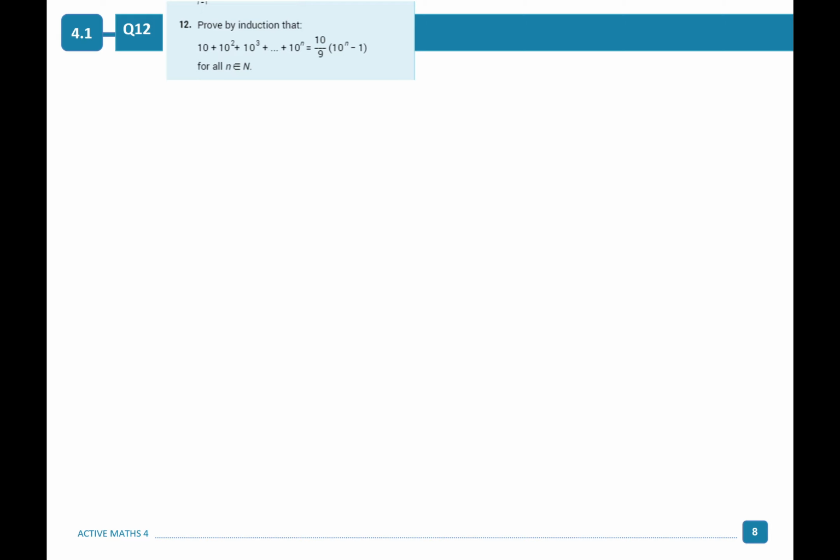Hi guys, today we're looking at proof by induction involving series. So this is exercise 4.1. We're going to look at question 12.